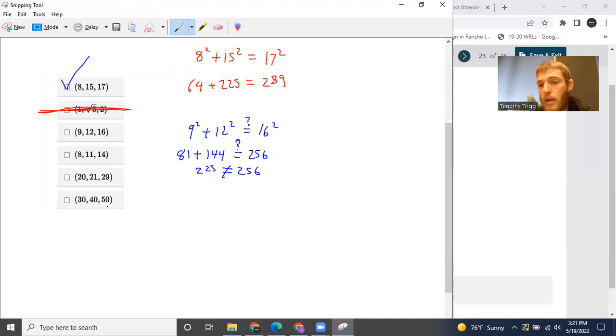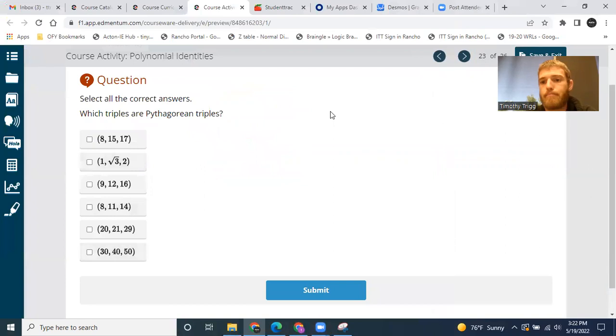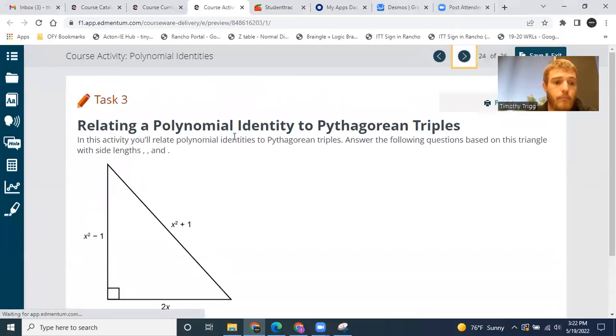Then check the rest of these. See if each of these is a Pythagorean triple. Use the Pythagorean theorem, and see if it works. If it does work, then you want to click that one. If it doesn't work, then don't. Okay, check the rest of these. Once you're done with that, let's move along.